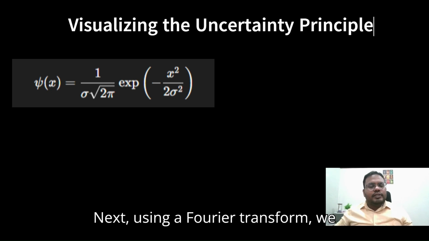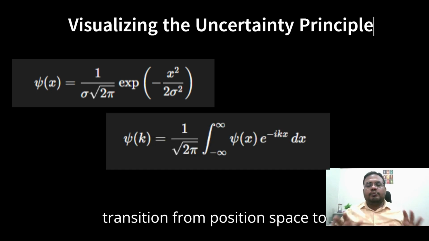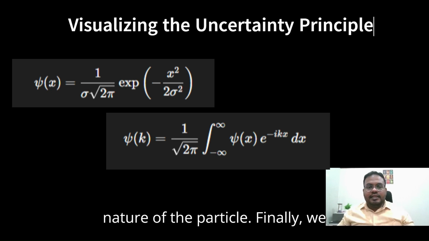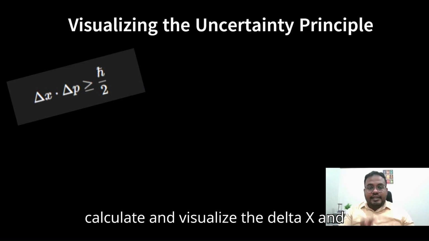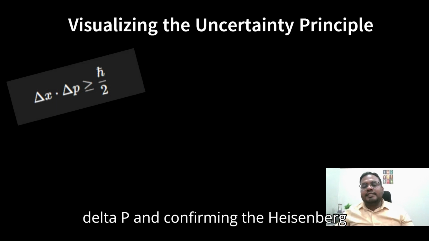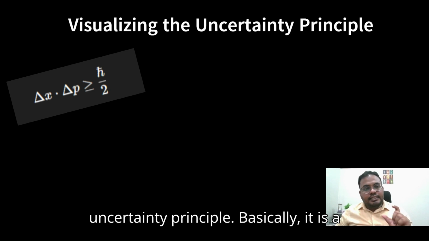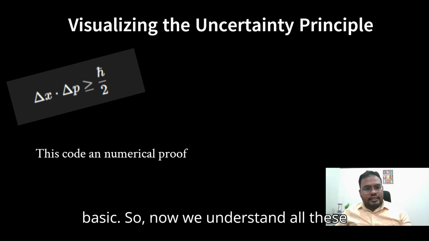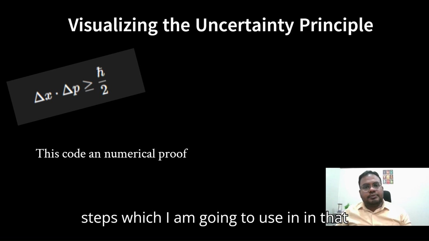Next, using a Fourier transform, we transition from position space to momentum space, revealing the dual nature of the particle. Finally, we calculate and visualize delta x and delta p, confirming the Heisenberg uncertainty principle. Basically, it's a numerical proof. So this is the basic idea, and now we understand all the steps which I am going to use in the code.